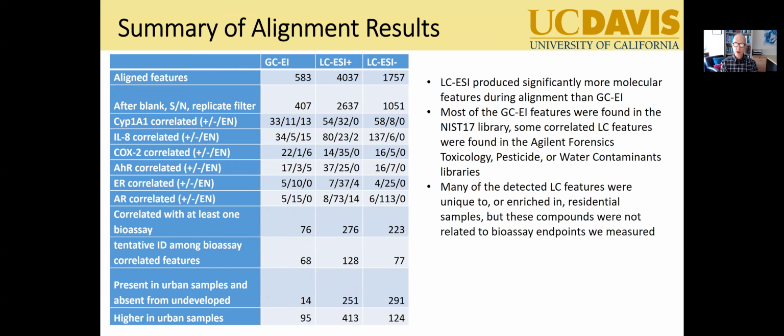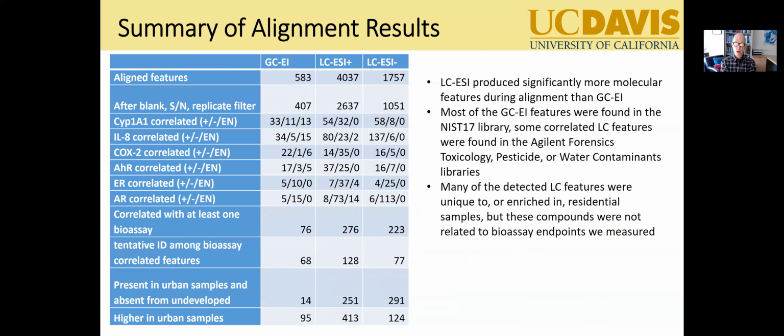So just to summarize all of the results that we got out of this, here I've shown a table which just counts the number of compounds which we pulled out of the data in various ways, and what happened after we filtered and what was related to bioassays. The three streams of data are the GC electron ionization, and the liquid chromatography with electrospray positive and electrospray negative. What you can see is that there were between hundreds and thousands of aligned features that were pulled out of that sample set.